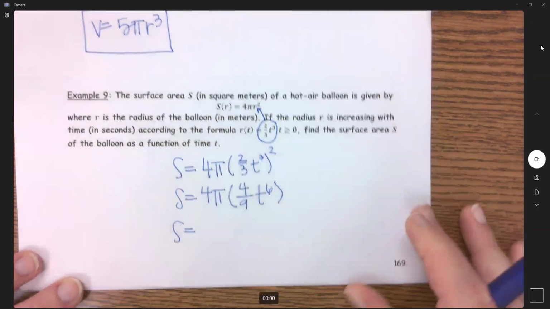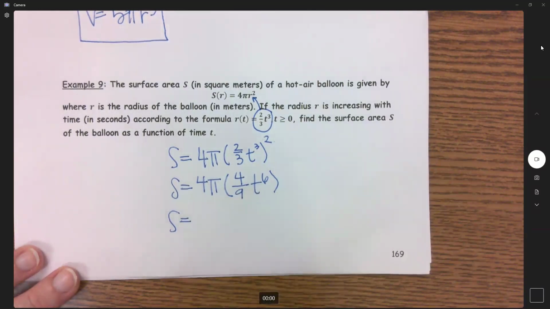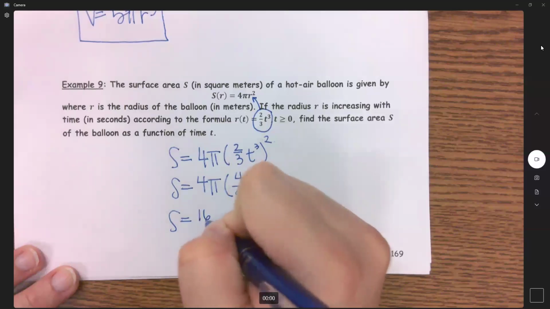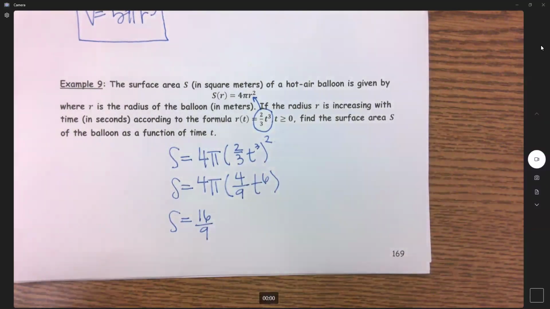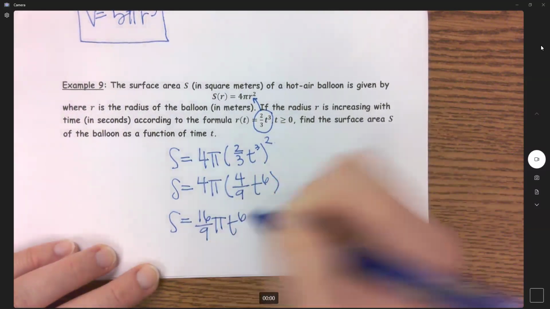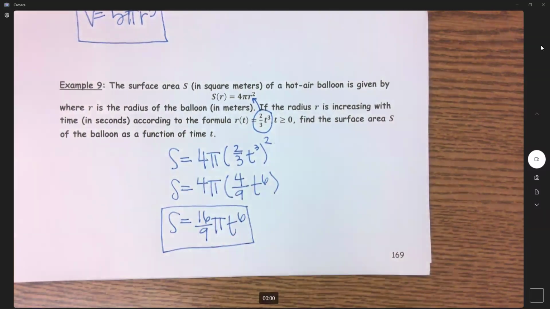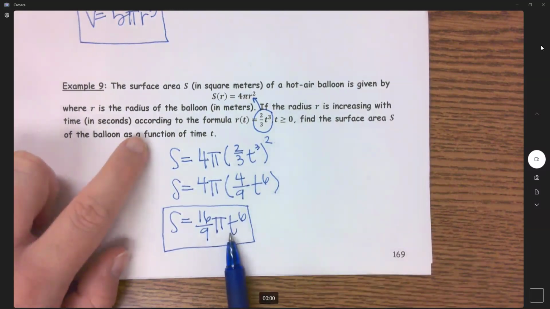And now let's just kind of simplify this a little bit. Again, we like those coefficients out front. We need to multiply them together. So 4 times 4 over 9 is 16 over 9. Multiply straight across. 4 times 4, 1 times 9. So we have 16 over 9 pi and then t to the 6th. So now I have a surface area of the balloon as a function of time.